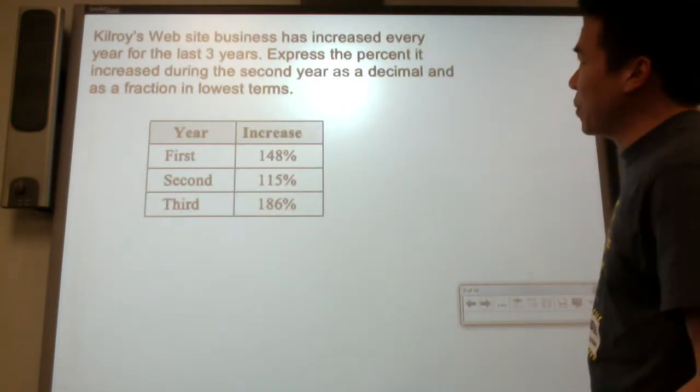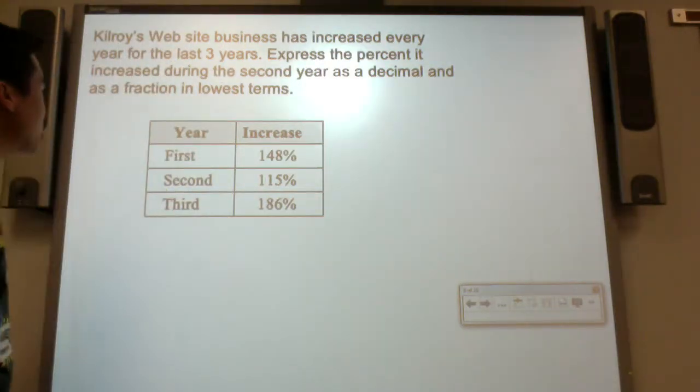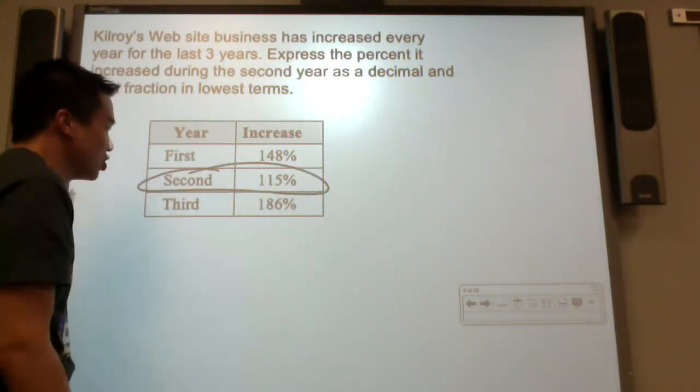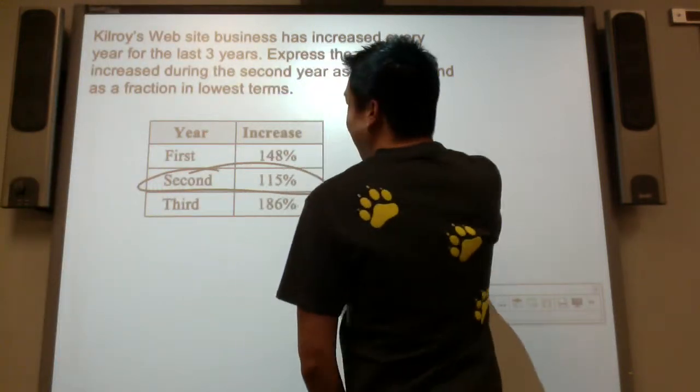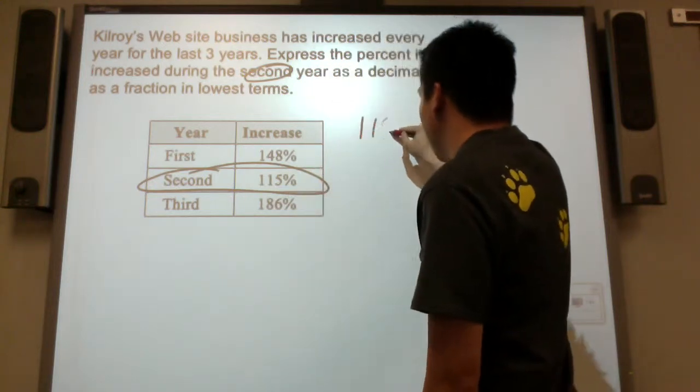So Kilroy's website business has increased every year for the last 3 years. Express the percent it increased during the second year as a decimal and as a fraction. So we have the second year. Where's the second year? Here it is. Let me use a different color. So we have 115%. That's fine.